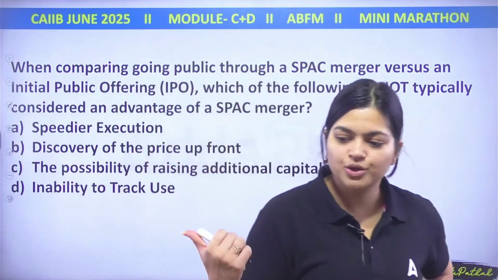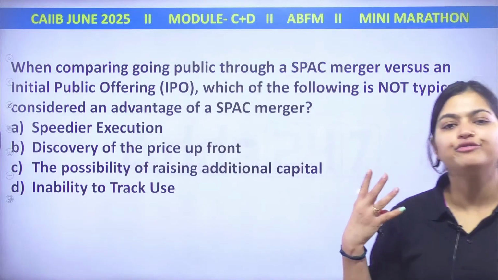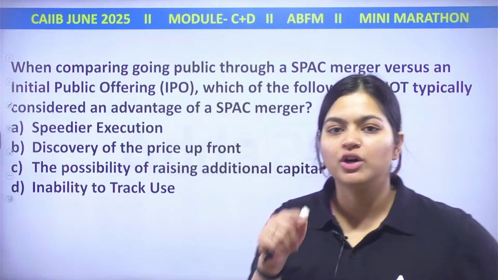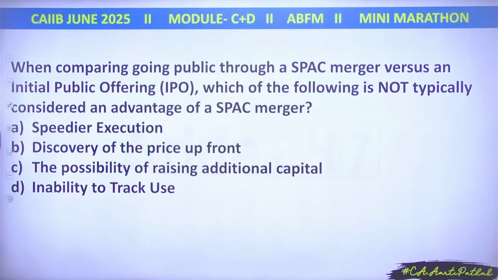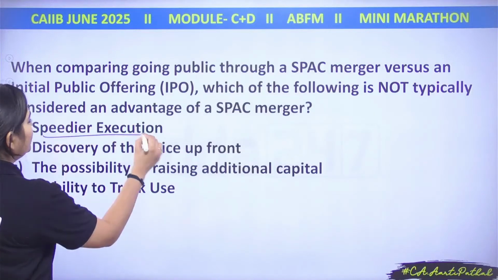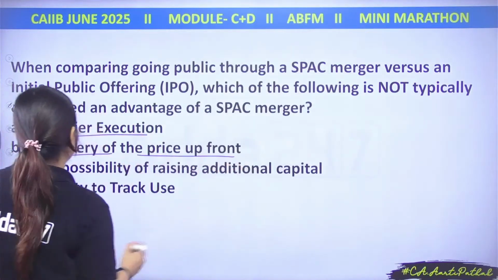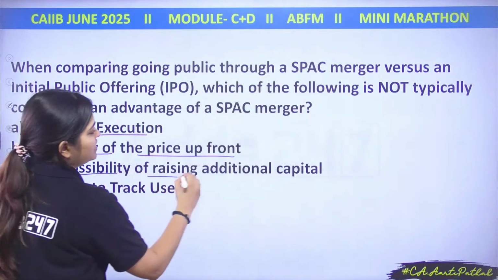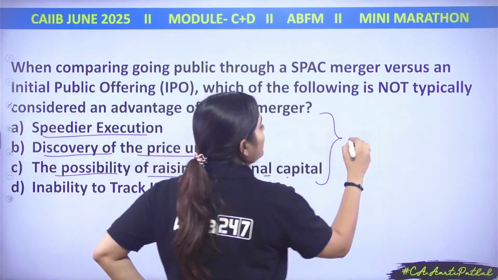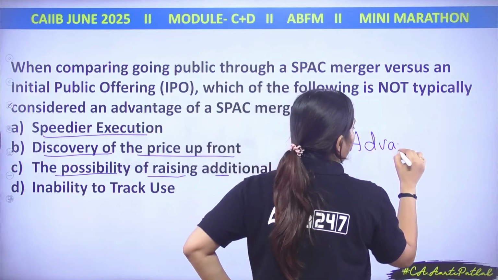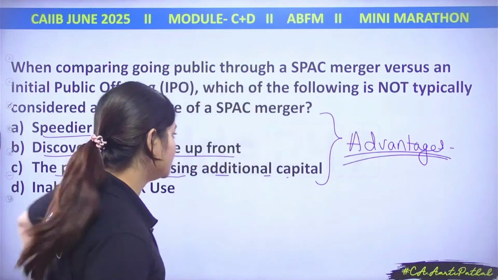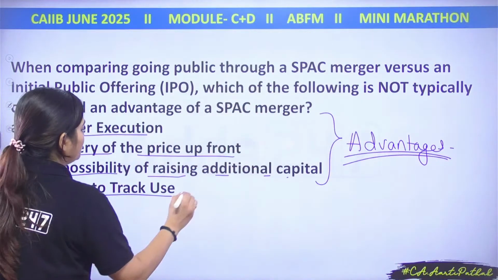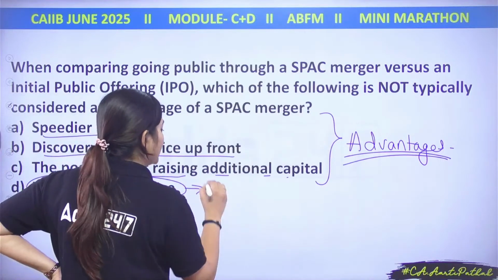In our previous question, on the startup question, I explained all four options also. So please make sure you are watching and listening again very carefully. Which is the correct option here? Speedier execution, discovery of the price upfront, the possibility of raising additional capital, all of these are advantages under a SPAC merger. But inability to track use is a disadvantage.